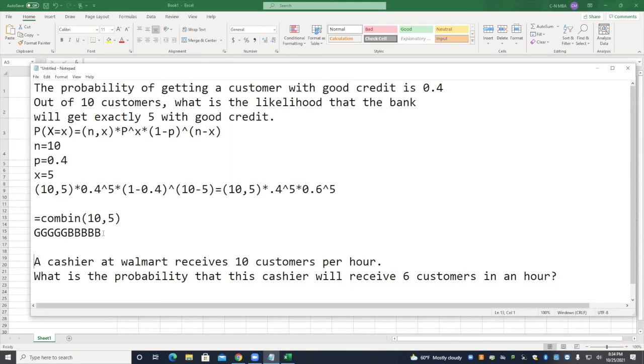So let's do this one. Let's do it first on the board, then we can do it on the sheet. So what is lambda in my question? Lambda is the average number of successes per interval, or per intervals, whatever it is. It is 10. How many successes do you want for that interval? 6.